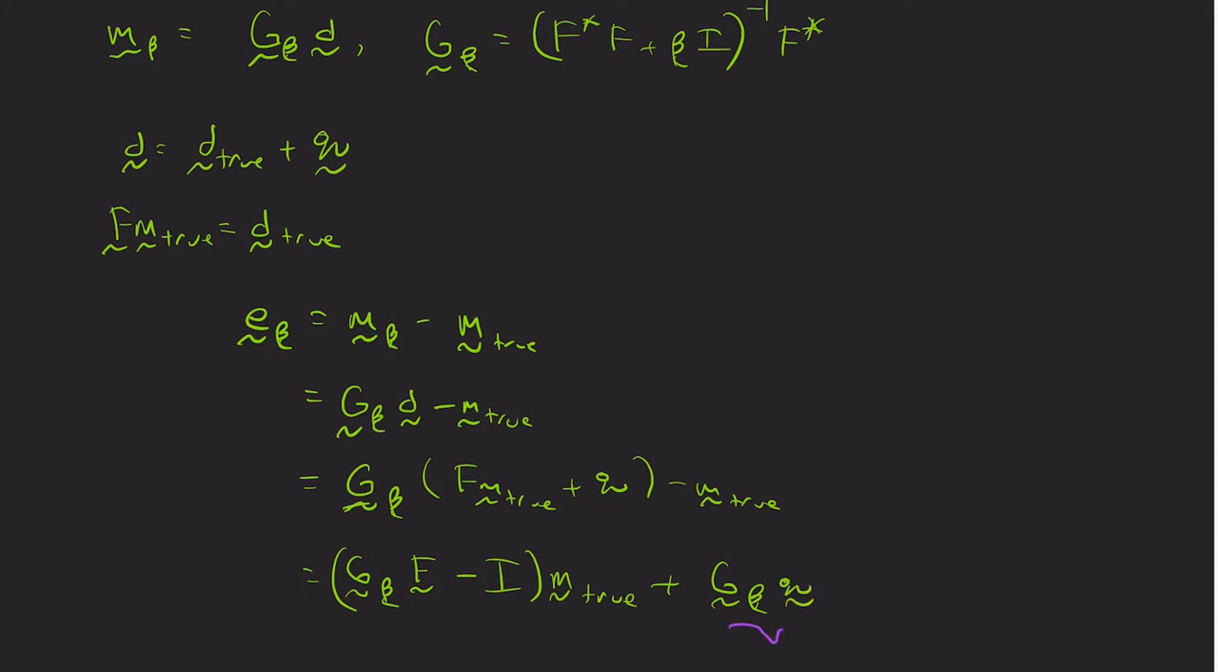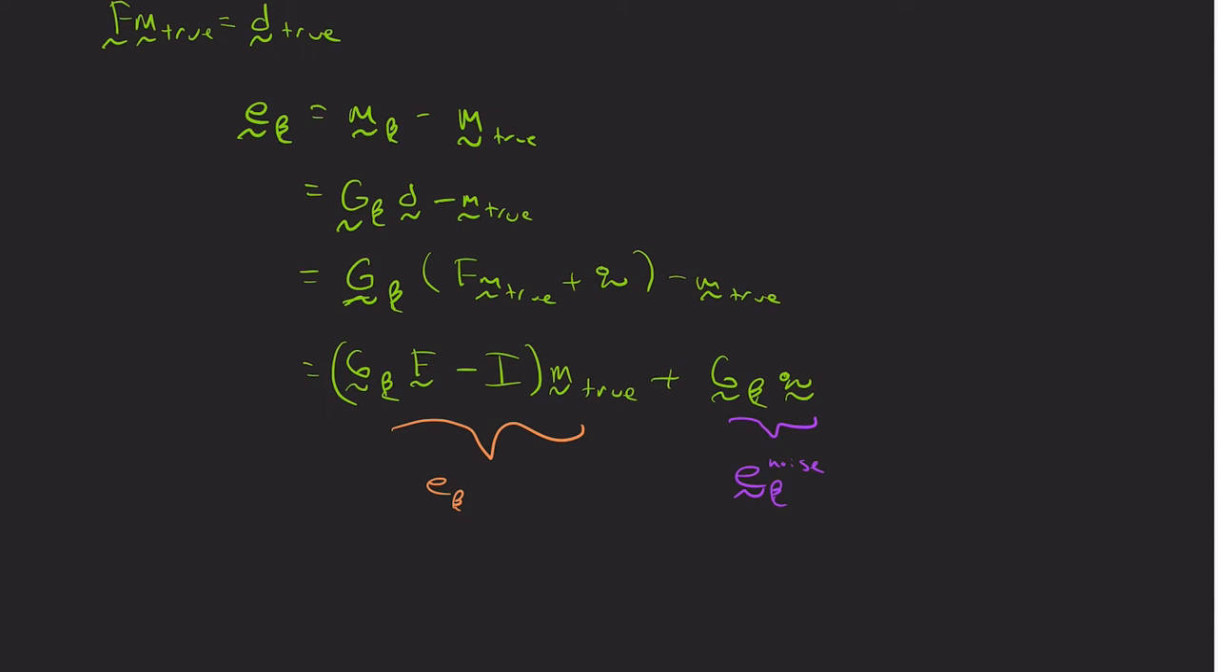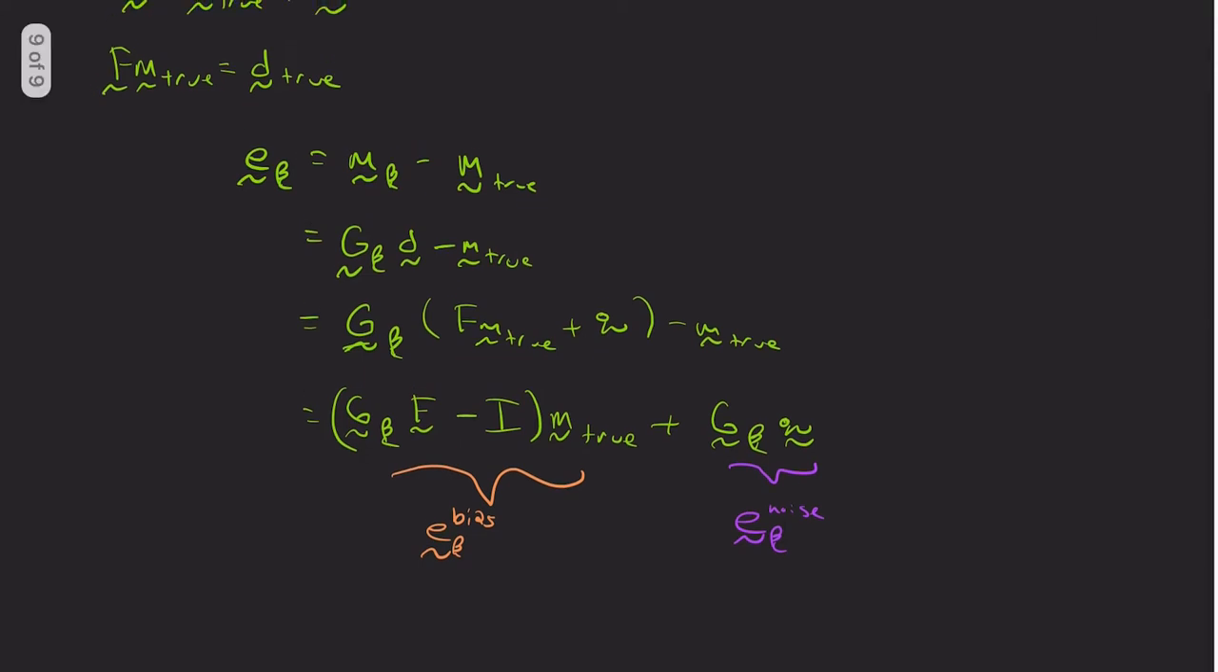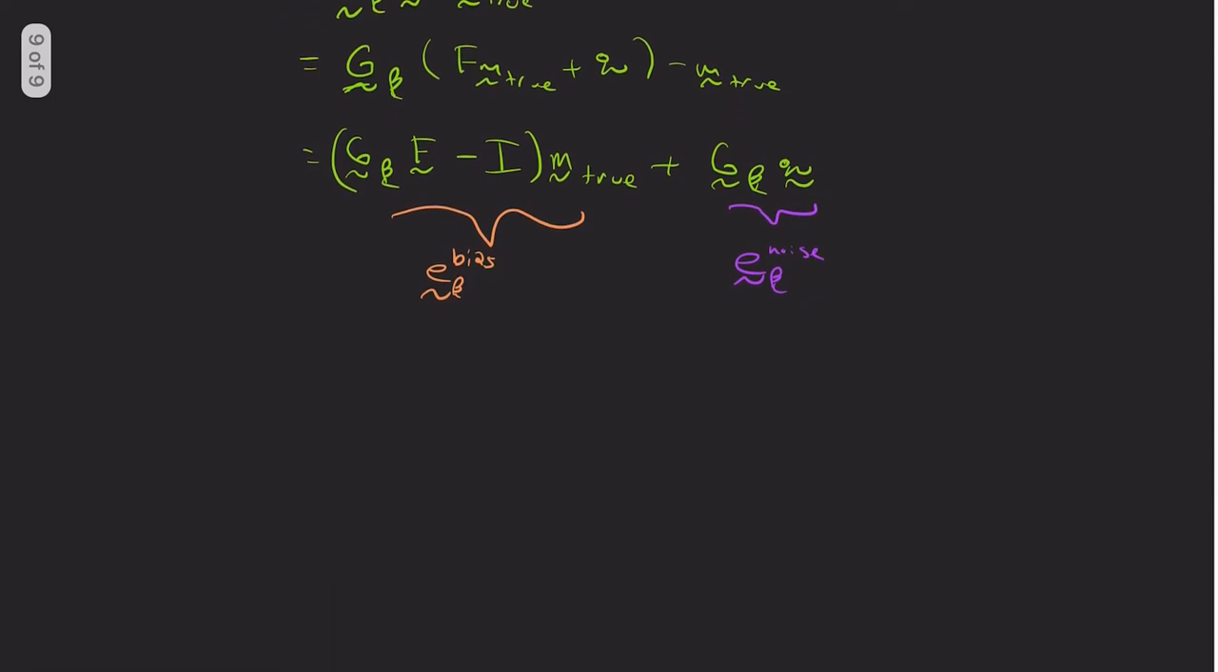So I'm going to call this purple term E beta noise, and this peach term E beta bias, because we're biasing our solution by introducing this beta, right? If beta is equal to 0, this term ends up being 0. So let's deal with the bias term first.